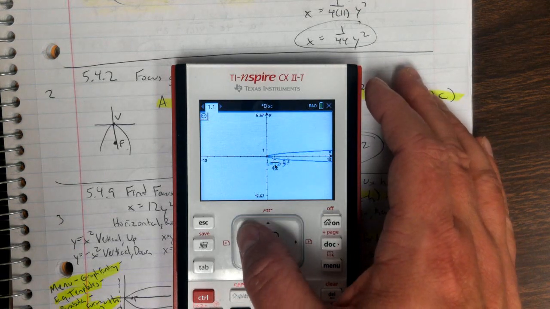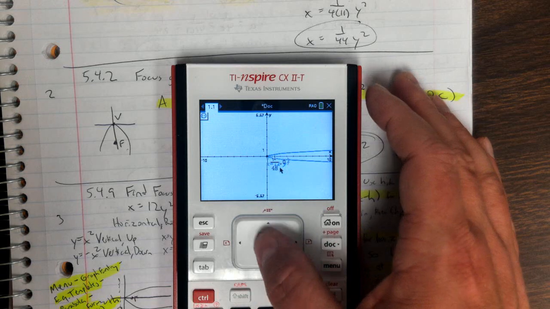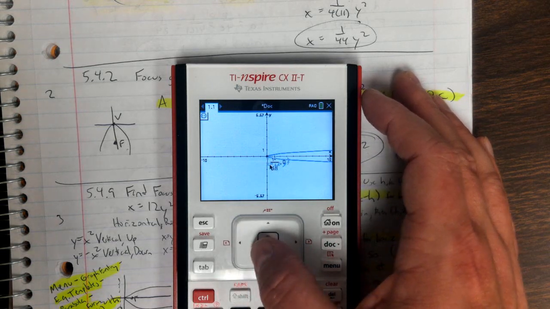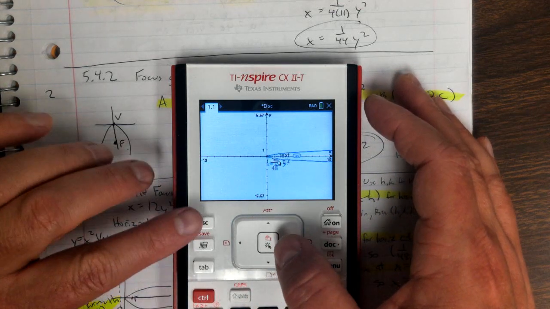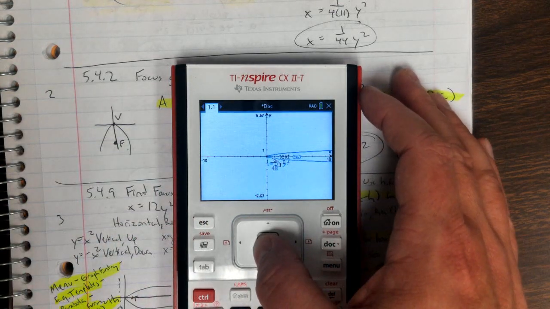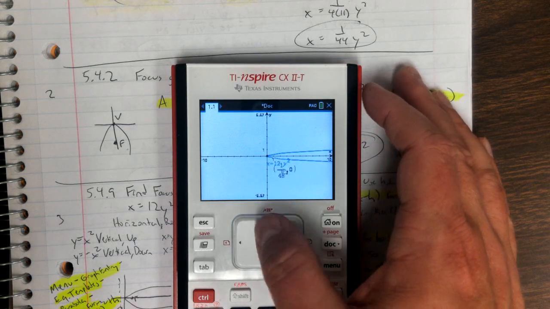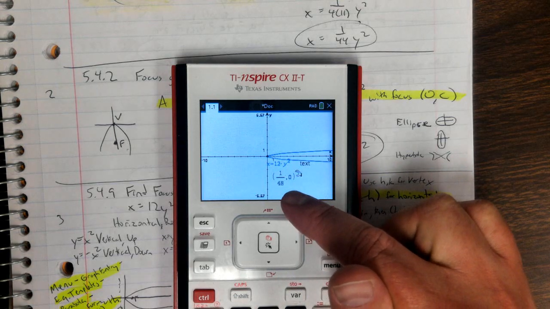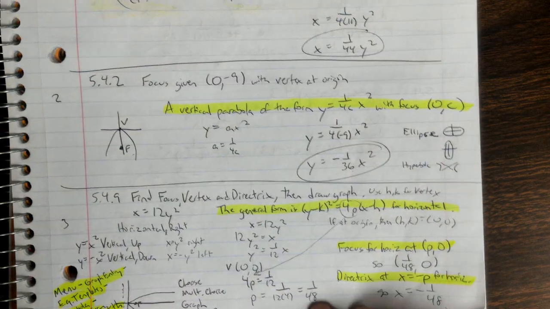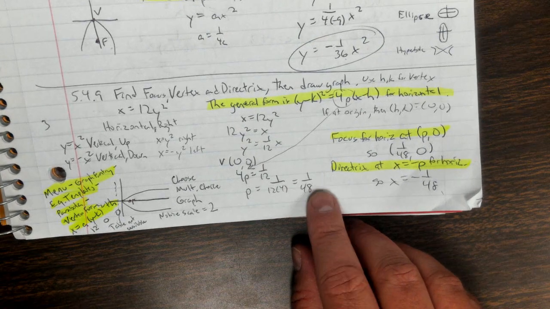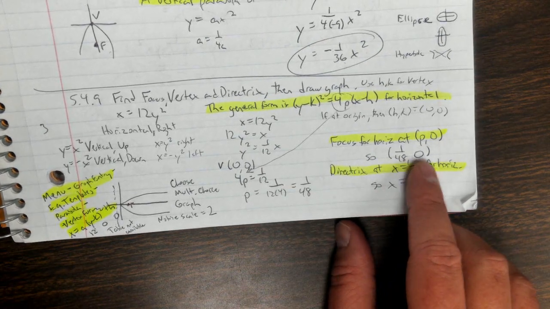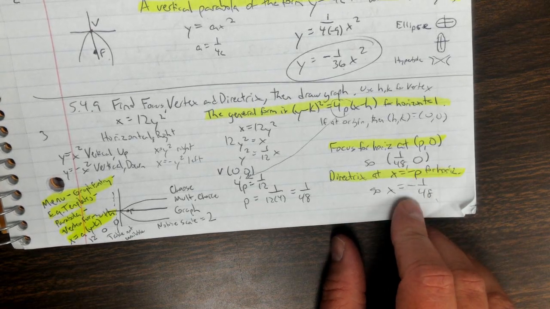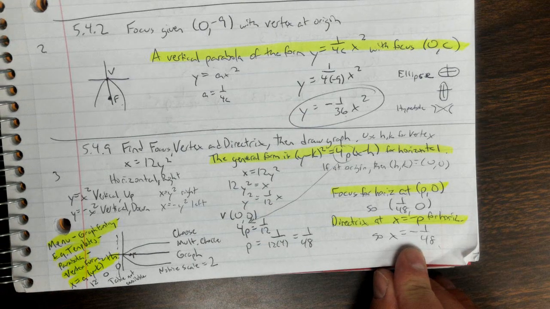And it shows me this. It's 1 over 48. I'd like to move this value. Okay, I had to escape, and now I'm going to hit this to move it. And that tells me my focus is at 1 over 48, comma 0. So that was exactly what we got when we did it by hand, getting 1/48, comma 0. And then the directrix would just be the opposite sign, and it's x equal because it's vertical.